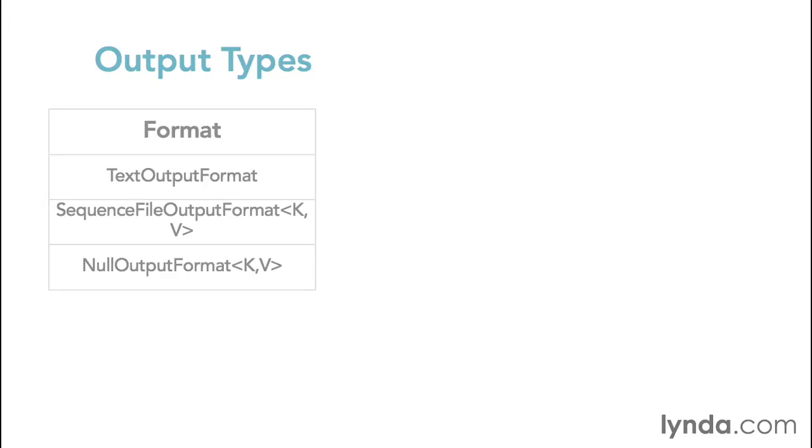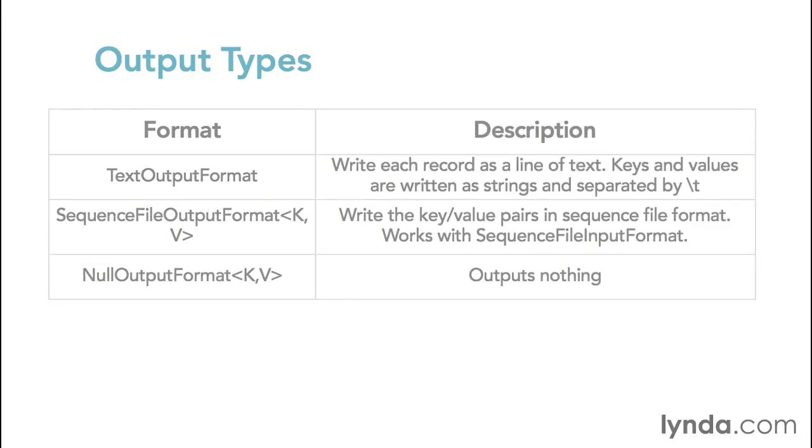As with input types, I wanted to talk a little bit about output types. So I put some of the most common ones here. You have the text output format, which is key value, the sequence file output format, or the null output format. The text format writes each record as a line of text. Keys and values are written as strings and separated by a tab, which can be changed in the mapred.textoutputformat.separator property. The sequence file output format writes the key value pairs in sequence file format. It works in conjunction with the sequence file input format. So if you change one, you change the other.